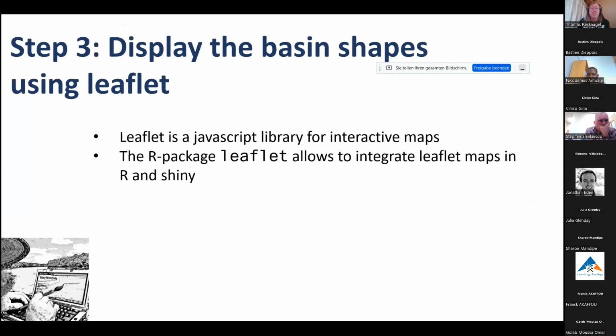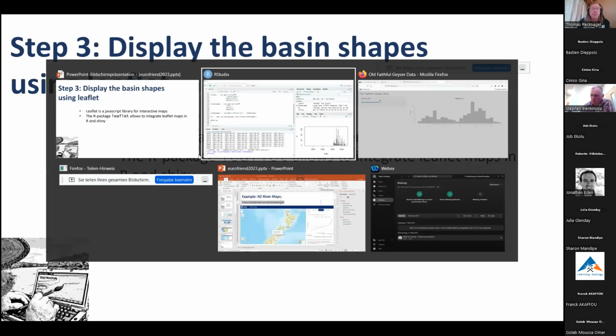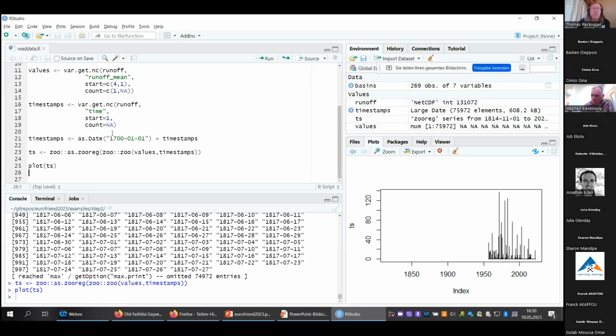Step 3. We want to display the basin shapes using leaflet. Leaflet is a JavaScript library for interactive maps. We will use it later also for our Shiny application. The R package leaflet allows us to integrate leaflet maps in R and Shiny. In the first step, we will just use it in R, and afterwards we will do the same for a Shiny app.